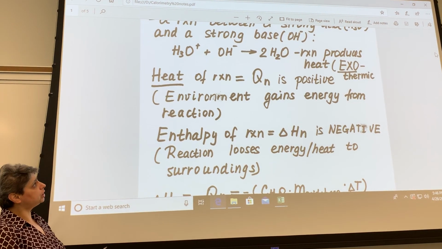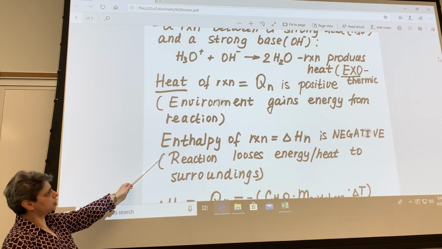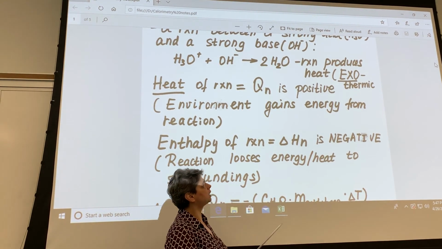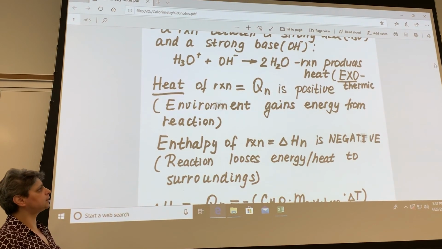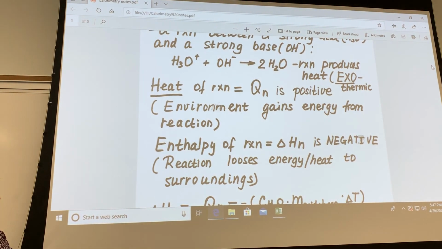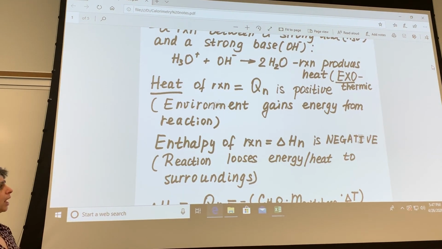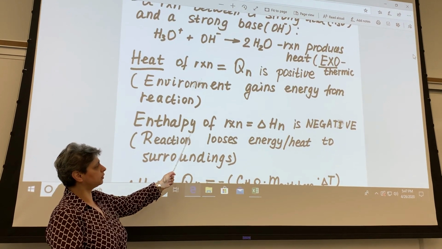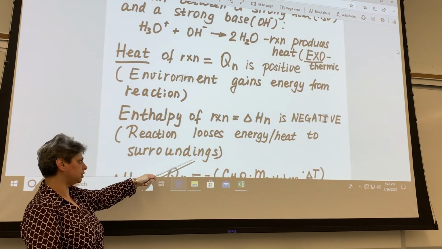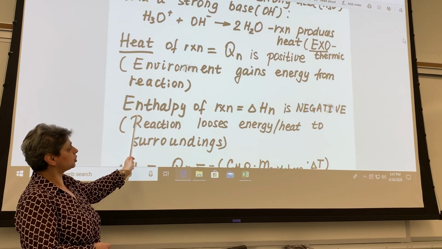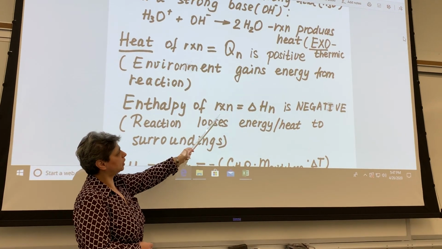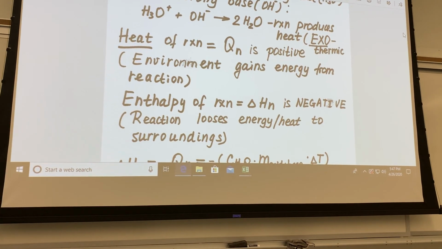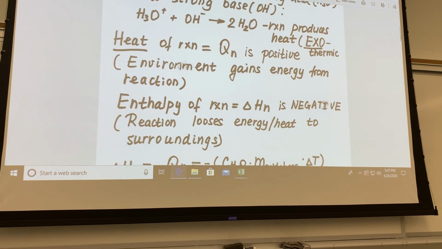In contrast to heat of reaction, enthalpy of reaction, or delta H of neutralization in this case, is going to be negative because enthalpy looks at change of energy with respect to the reaction itself. So the reaction mixture is going to lose energy because it's going to be transferred from the reaction mixture to the surroundings. And therefore the reaction mixture itself loses energy. Therefore enthalpy of neutralization is going to be negative. Again, same absolute value, different sign.